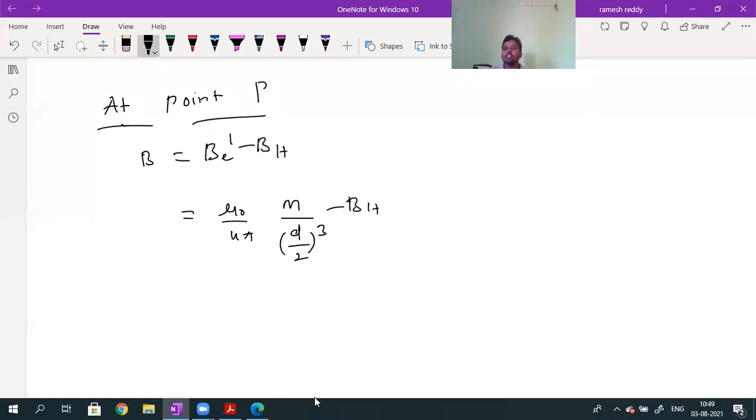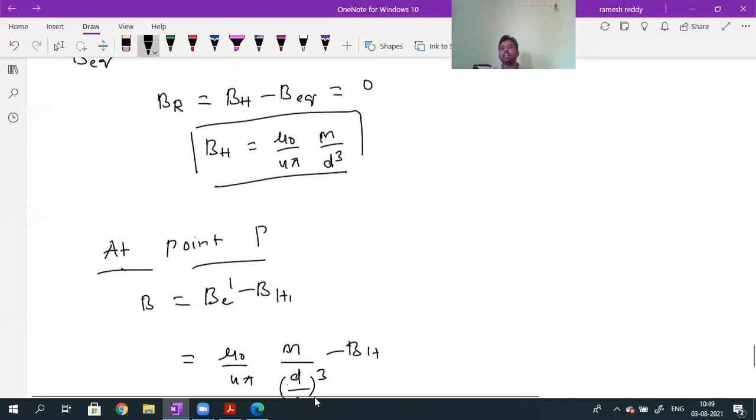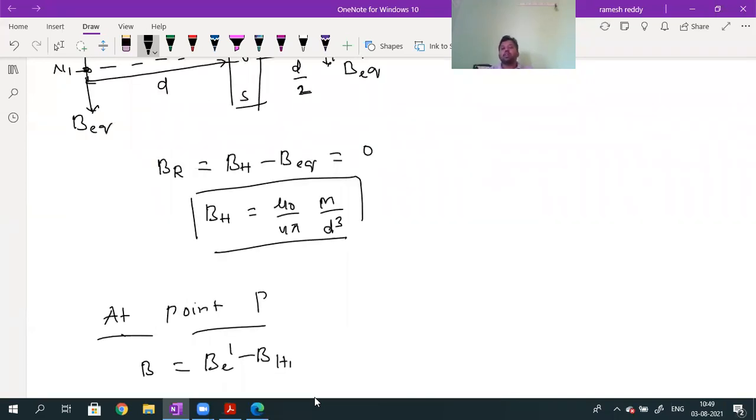So what answer will I get here? This 2 whole cube will become 8. The 8 will go to the numerator, which is 8 into mu naught by 4 pi into capital M divided by d cube, minus BH. I already know that the BH value is equal to mu naught by 4 pi into M divided by d cube. Questions can be asked directly based on these points. So now the BH value is mu naught by 4 pi into M divided by d cube.